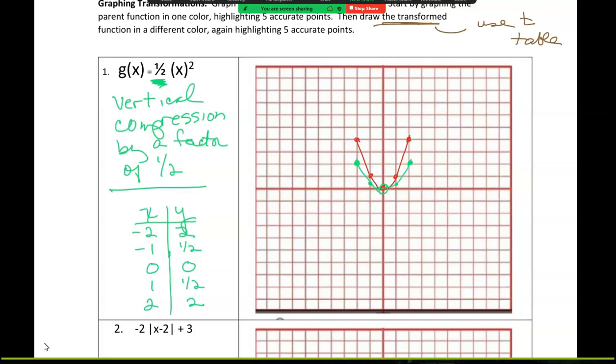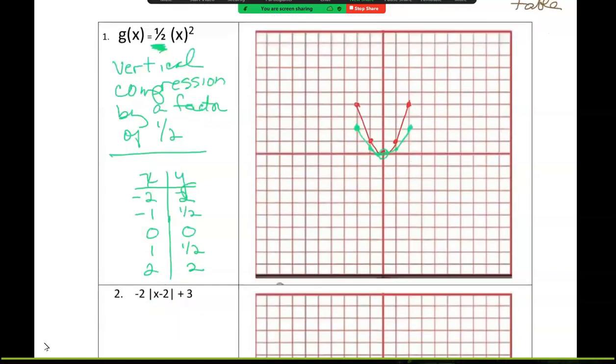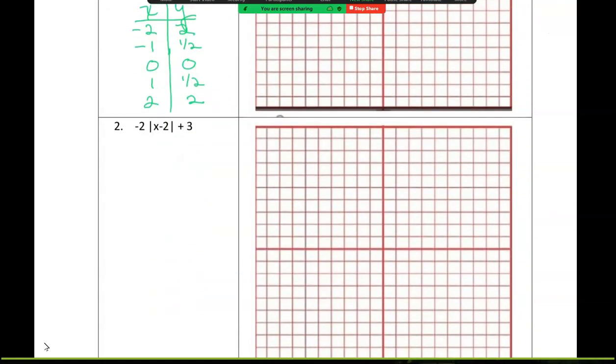I have pushed it down, and my graph is short and squat. Okay, if that had been a 2 instead of a 1/2, I would have pulled it up, and it would have been tall and slender. Okay? All right, here are some changes. I mean, to think about this one.